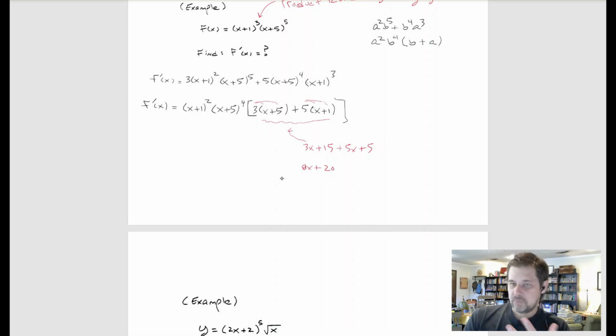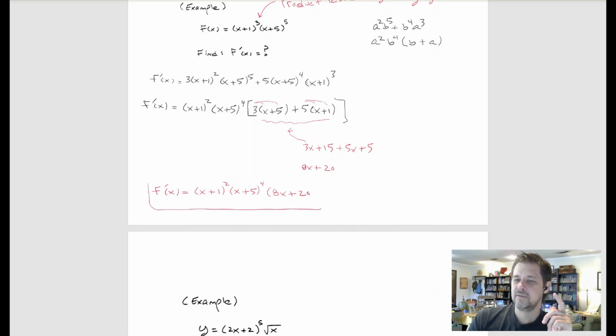Now, this will probably be good enough for my math lab. I cannot say that all the time, everywhere that you're doing your homework or your practice, the answer will always be acceptable in one way or the other, but I think this will probably be fine. We have x plus 1 squared, x plus 5 to the 4th power, and then all this reduces to 8x plus 20. So that's probably okay. I'll give you this as my answer.